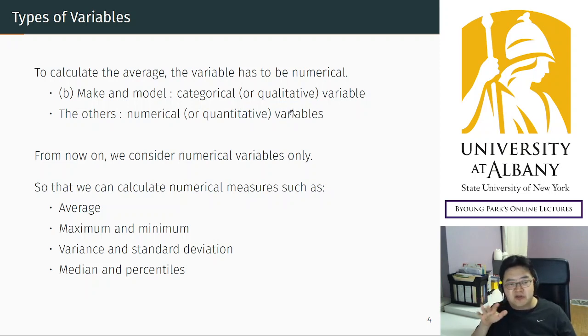And there are other statistical measures that require the variable to be a number, for example, average or maximum or minimum. To find the maximum or minimum of something, you should be able to compare them, which is greater and which is smaller. To do that, the variable must be a number. And variance and standard deviation, I believe you have heard about them, and median and percentiles, which we'll learn next week. Anyhow, everything you learn in this chapter is based on numerical variables. They are defined only for numerical variables, right?